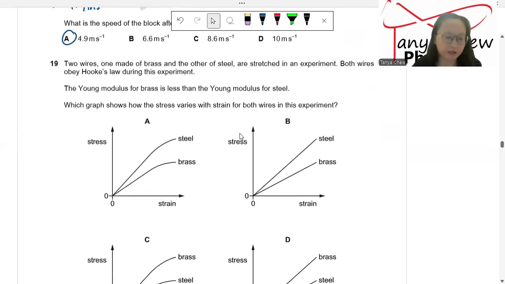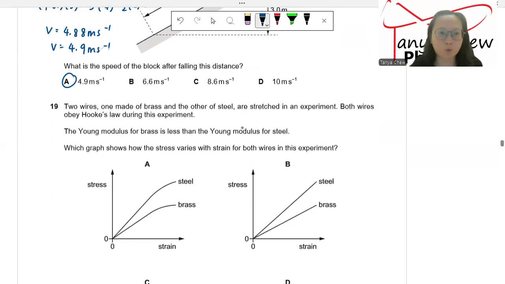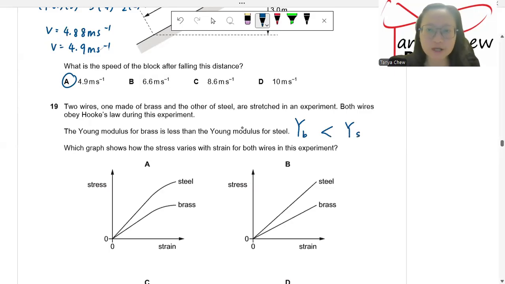Question number 19. Two wires, one made of brass and the other of steel, are stretched in an experiment. Both wires obey Hooke's law during this experiment. The Young modulus for brass is lesser than the Young modulus of steel. Which graph shows how the stress varies with strain for both wires in this experiment?